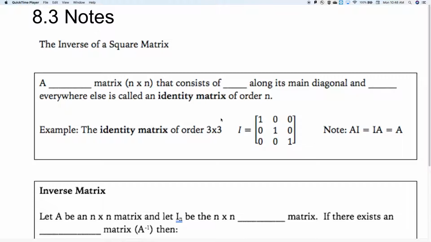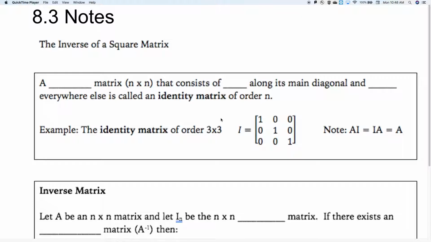So the next method that we're going to start talking about today is solving matrix equations, which represent our systems of equations, and what we need in order to be able to do that is something called an inverse matrix. Up at the very top, we've got a box here, and we're going to fill in some blanks, so follow along with me and fill them in.